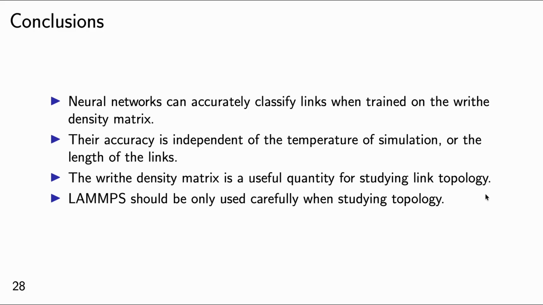In some sense, the most important one is that neural networks can classify links really well when you train them on the Writhe density matrices. So if you're a physicist, you're happy. You have polymers or links or whatnot you want to classify quickly, and this neural network will be able to succeed in doing so. So that is a takeaway. The accuracy of these networks is independent of things like the temperature and the length of the component. It stands up really quite well.